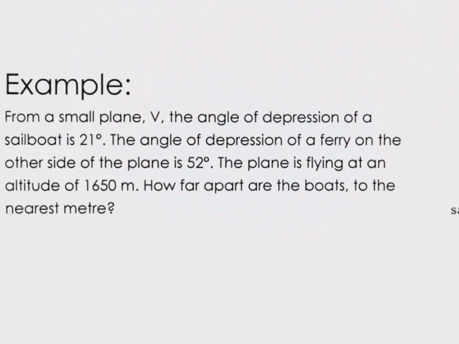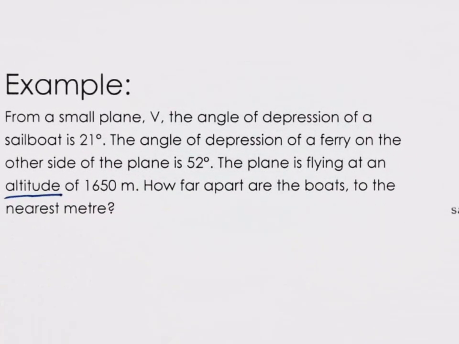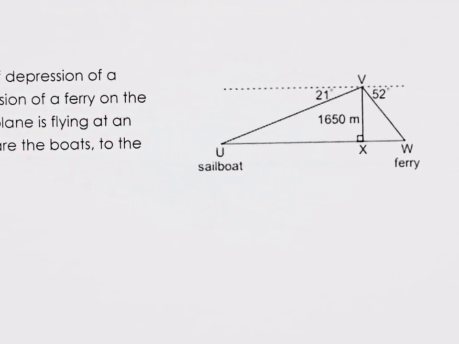So from a small plane V, the angle of depression to a sailboat is 21. The angle of depression to a ferry on the other side is 52. And the plane is flying at an altitude. So there's that word again, altitude. What do we know about altitude? Straight up and down, right? So it is the straight up and down at 1,650 meters. How far apart are the boats to the nearest meter? So this is like a double triangle and angle of depression.